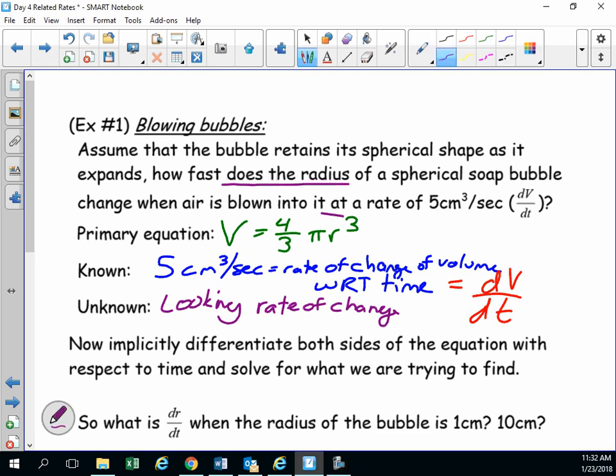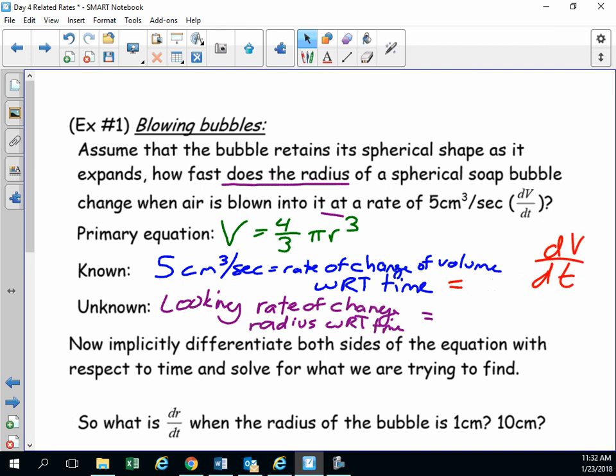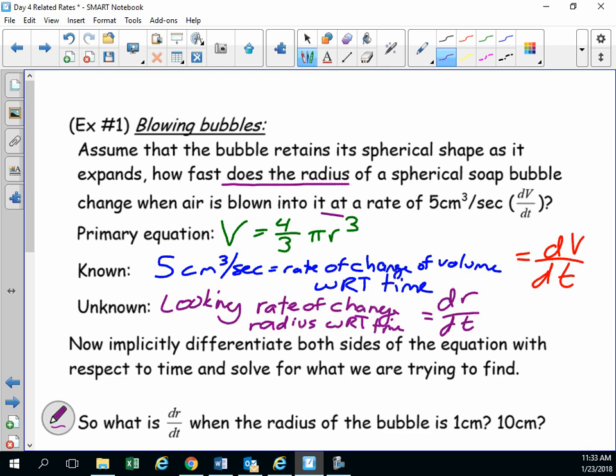So, rate of change of the radius with respect to time. Not r prime. How did we say the rate of change of volume with respect to time? What did we say? dV over dt. What does d represent? The derivative. So I'm looking for dr over dt. I'm looking for the derivative of r with respect to time.